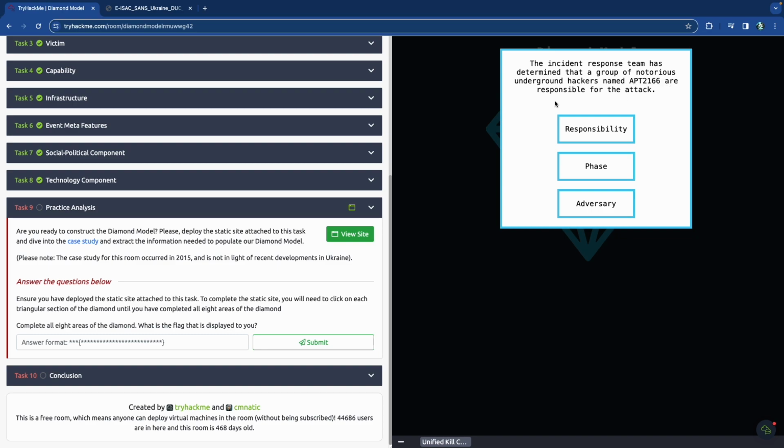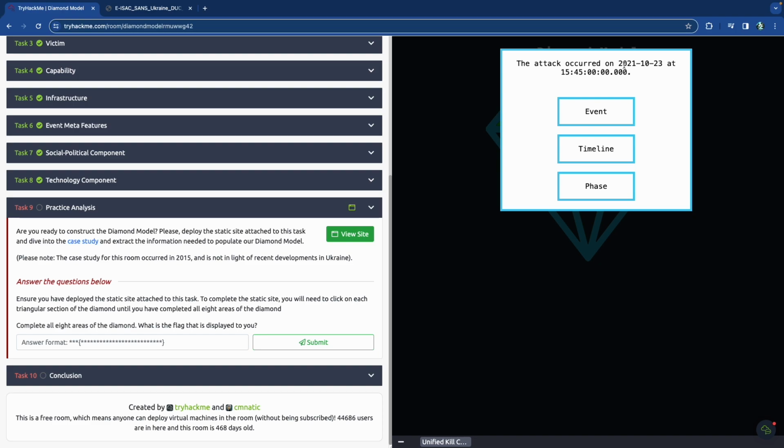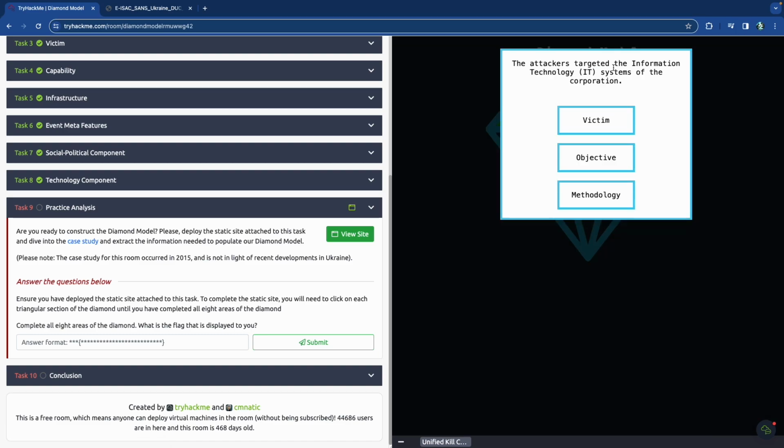So the incident response team has determined that a group of notorious underground hackers named APT2166 are responsible for the attack. So who is this? This would be the adversary. Then the attack occurs on such and such date at such and such time, and this would be the timeline. The attackers targeted the information technology systems of the corporation. We are going to say the victim. The attackers used a recent malware campaign known as One Trick to ransomware the corporation's servers. This could be the methodology, I would say.